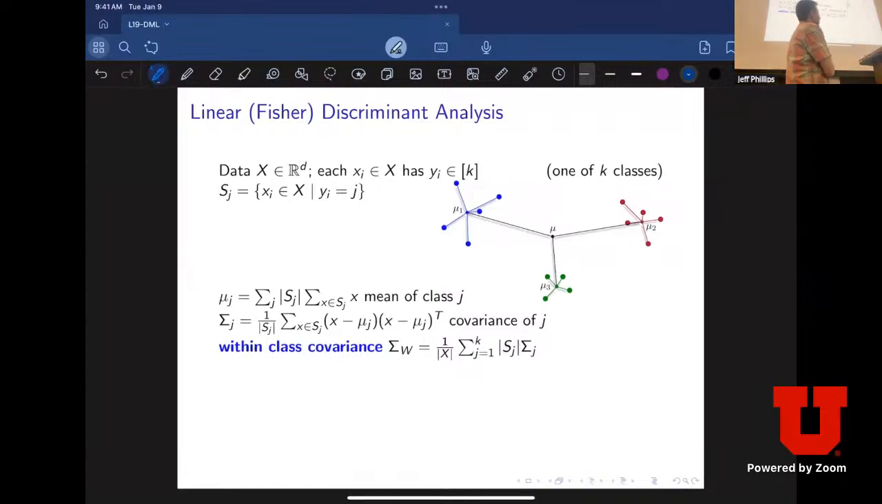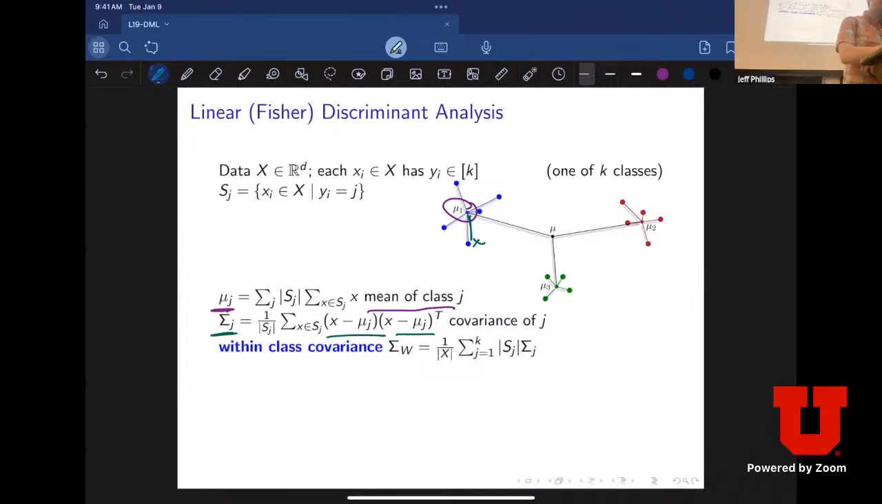Okay, so I compute a bunch of things. I compute mu j, which is the mean of class j. So this example here would be mu 1; the blue one is class 1. I compute the mean of these points, and I do this for each class. And then I compute the covariance matrix. I take the difference from a data point to the mean, and I take its outer product with itself. And I add these up or average them. This gives me the sample covariance matrix of this data.